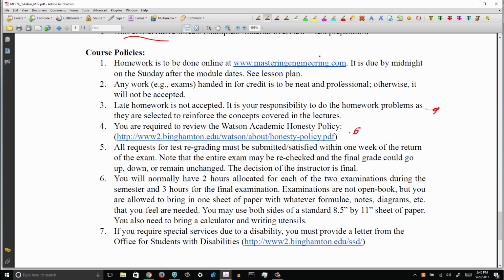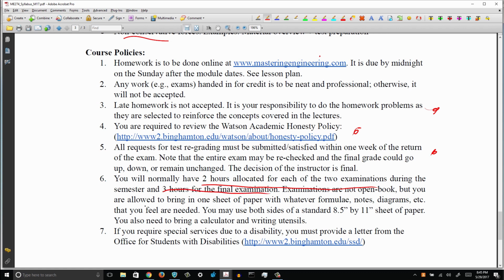Please review the Watson Academic Honesty Policy. You must submit all requests for regrading within 1 week of the return of the exam. And note that I might recheck the entire exam, and the final grade could go up, down, or remain unchanged. You'll have 2 hours for each of the 2 exams during the semester and 3 hours for the final.